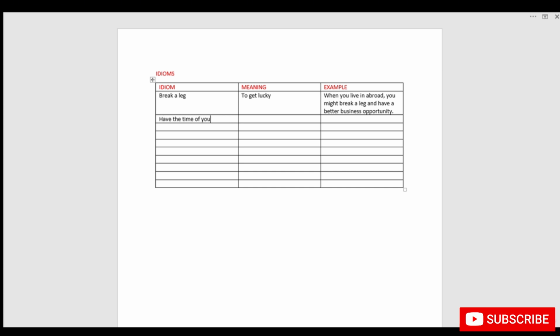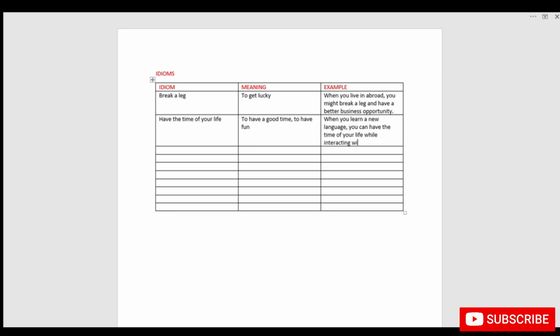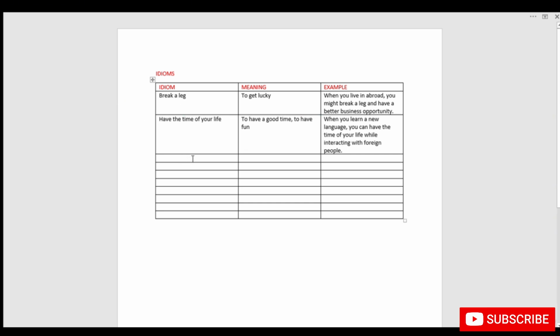Have the time of your life. And it means to have a good time or to have fun. Let's use it in an example. When you learn a new language, you can have the time of your life while interacting with foreign people. What I mean here is that let's imagine you are writing an opinion essay about how beneficial it is to learn a new language, and you can say you can have fun with foreign people while you are speaking with them, talking with them, so it might be fun to learn a new language.